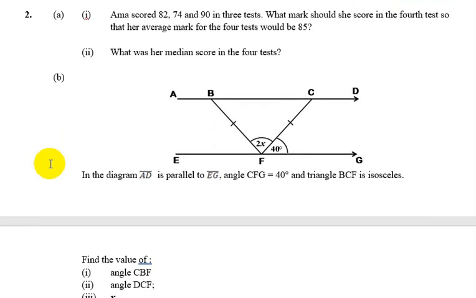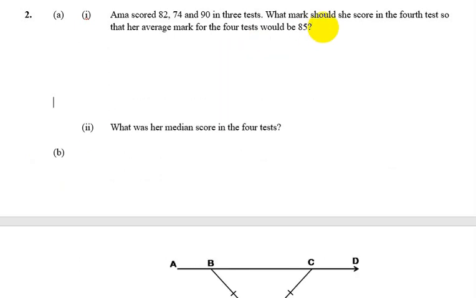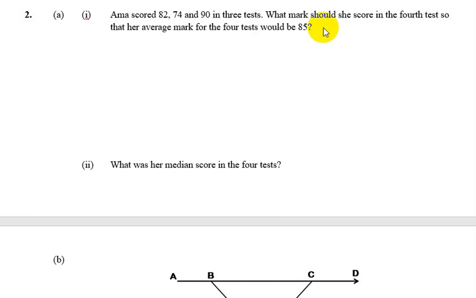Now question 2 says that Amma scored 82, 74 and 90 in 3 tests. What mark should she score in a 4th test so that the average will be 85?